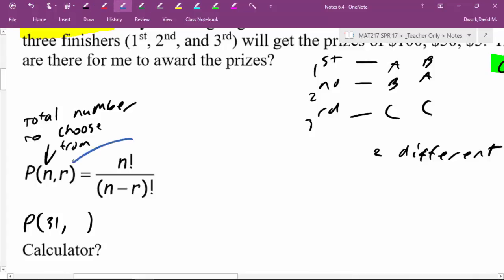R, on the other hand, is how many you're picking. So R is the number picked. So R in this case would be 3.